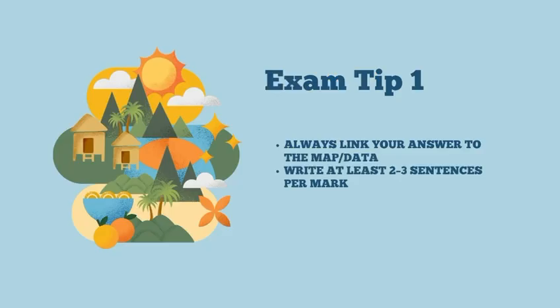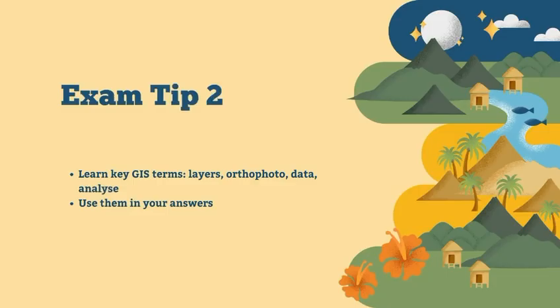Here are a couple of exam tips to help you maximize your marks. First, always link your answers to the map and data provided. If a question asks why a river floods, don't just say heavy rain. Explain how heavy rainfall combined with urban development or steep slope contributes to flooding. Writing 2 to 3 sentences per mark ensures that your answer is detailed enough to earn full marks. Second, make sure you know and use key GIS terms like layers, orthophoto, data, analyze, and trends. Using these terms correctly demonstrates your understanding and makes your answers stronger.